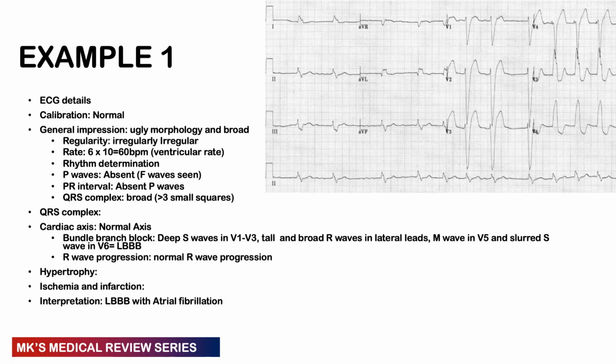So here you call these F waves. So most likely this person, the atria is like it's shivering. It's not creating one impulse. Then our QRS complexes, like I said, are broad. They're more than 3 squares.